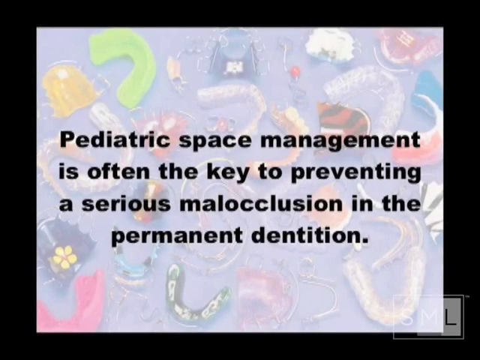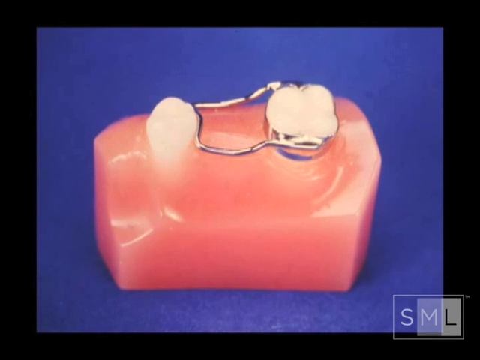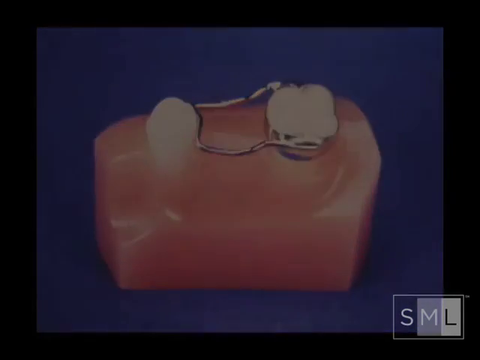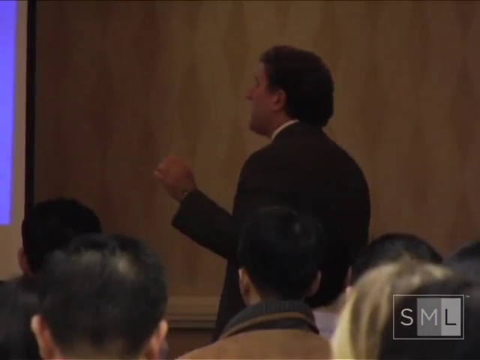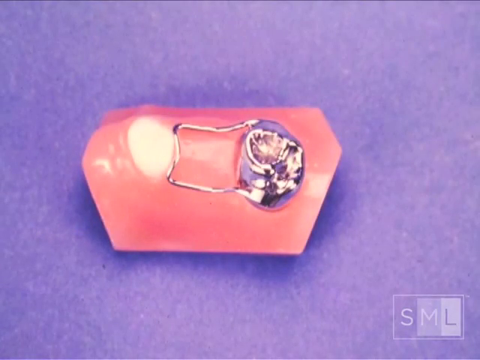So the key to preventing a serious malocclusion when you see the loss of a cuspid and/or a primary first molar and a primary second molar, the key to maintaining that space is to get a space maintainer in place. Now this is a simple space maintainer. A simple band and loop. Now there's a right way and a wrong way to even use this appliance, and we'll talk about that a little bit as well. This is a crown and loop, also a simple space maintainer.